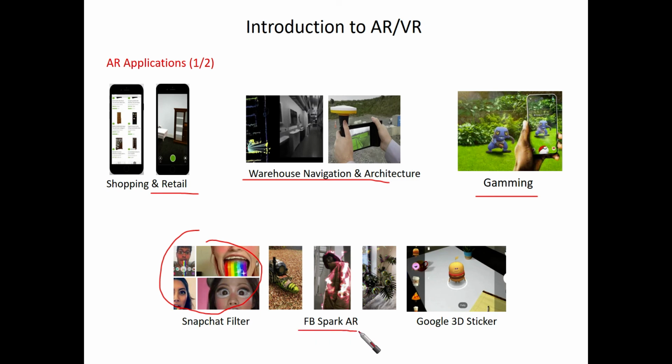And you see the Facebook Spark AR, right? You can create a spark in Facebook if you use this AR kind of stuff. Maybe this is your photo, but then some kind of manipulation comes in, glowing, shining, and maybe some other bizarre or very strange things you can do. And how about the Google 3D sticker? To do more realistic and more engaging chat, Google came up with the concept of the 3D sticker. So that's also an AR application.